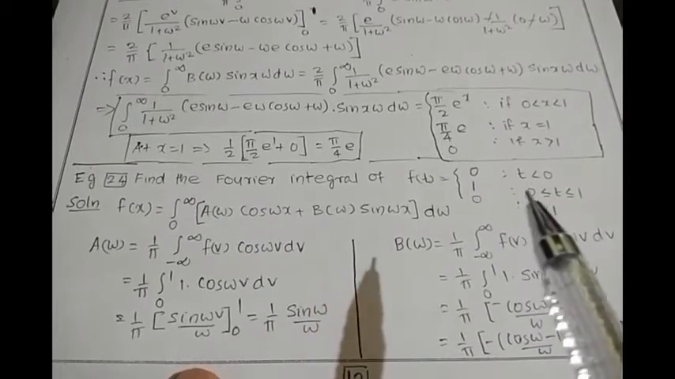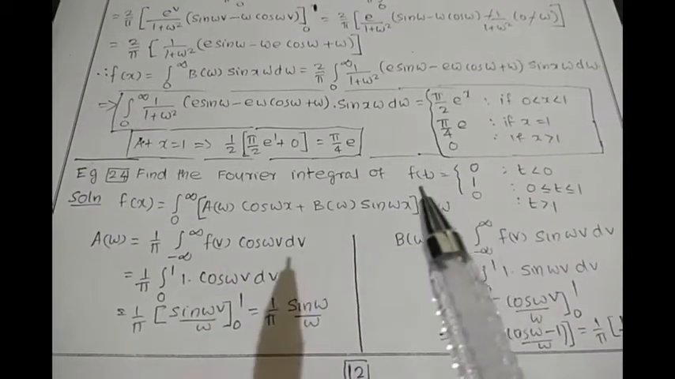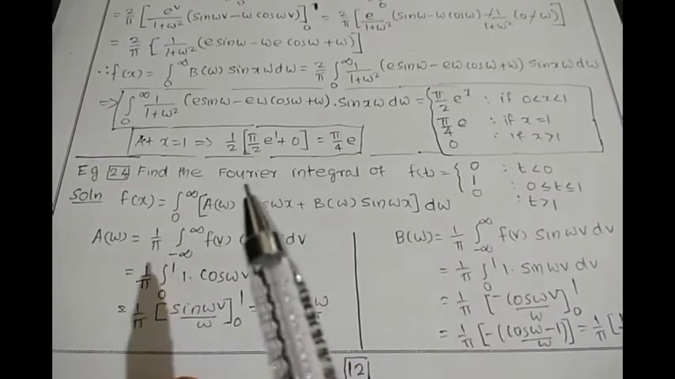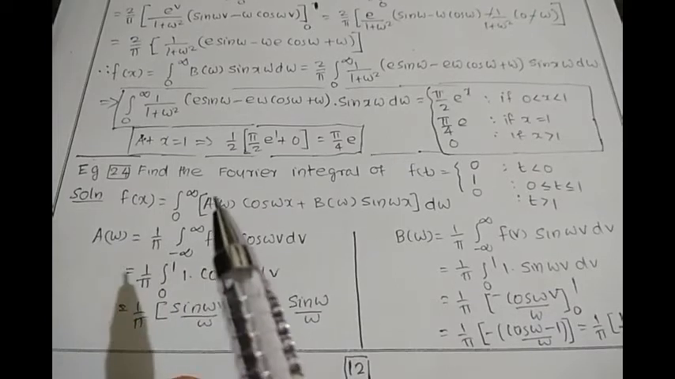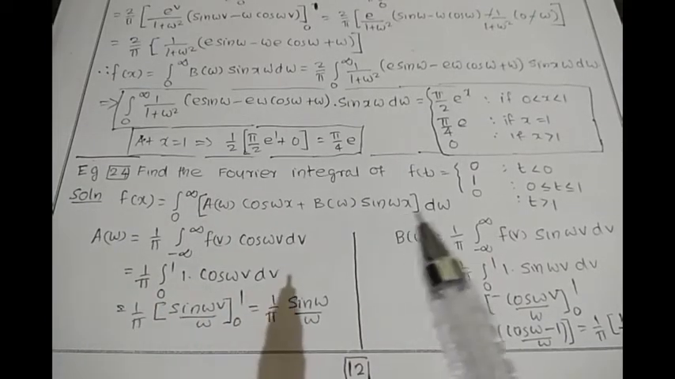Next question, find the Fourier integral of f of t equal to 0 for t less than 0, equal to 1 in between 0 and 1. So f of t is defined only in between 0 and 1. So we have to write the Fourier integral formula, which is f of x equal to integral a omega cos omega x plus b omega sin omega x d omega.